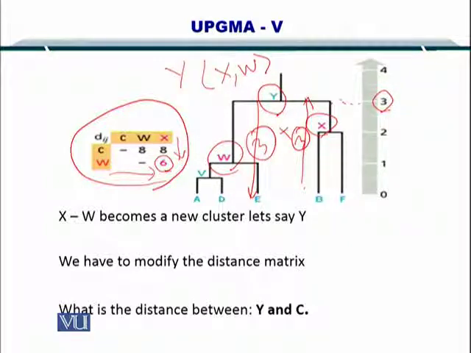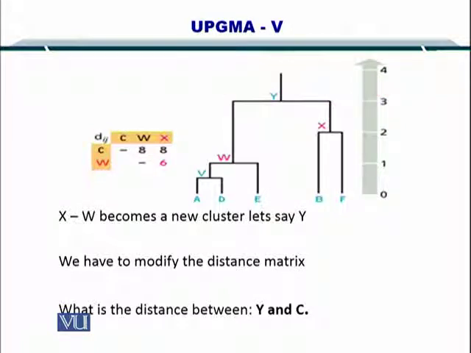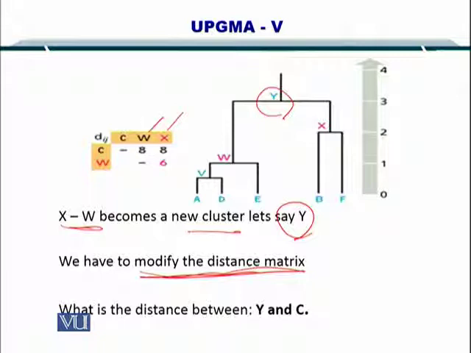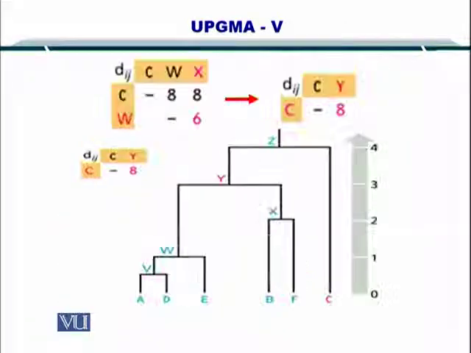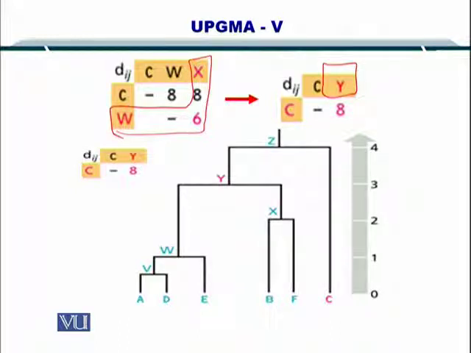So just to check. Since X and W become a new cluster, let's call it Y, we have to modify the distance matrix and remove X and W. So the new cluster will be formed in Y, but then we have to compute the distance between Y and C. So repeating the same exercise, X and W were removed and Y took their position, and the distance between Y and C is 8.